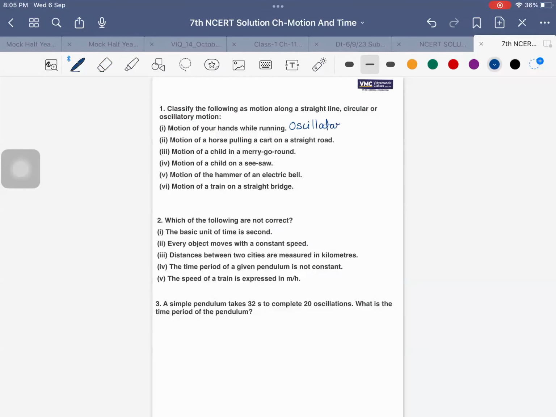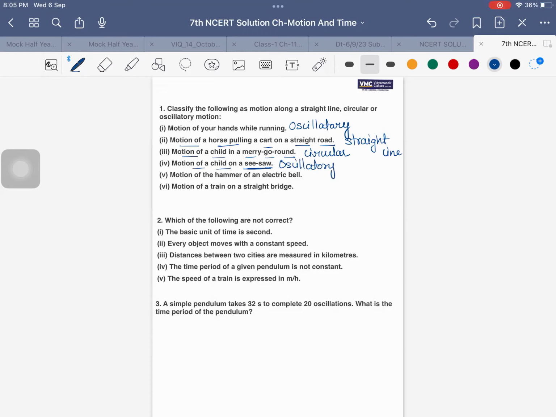Next one, motion of a horse pulling a cart on a straight road. So it's a straight line motion. Motion of a child in a merry-go-round. So it's a circular motion. Motion of a child on a seesaw. Again, it's a to and fro. So oscillatory motion.